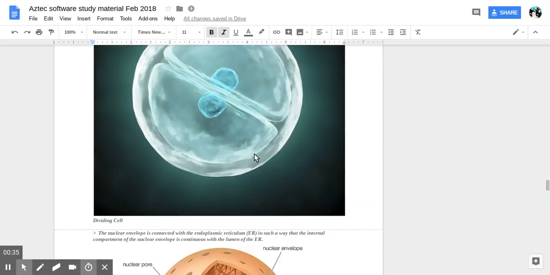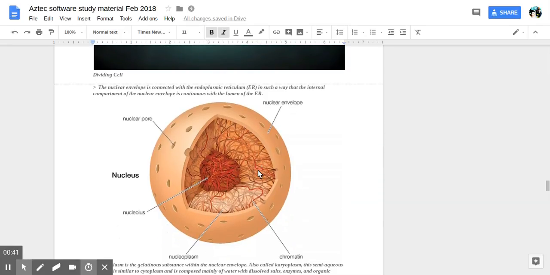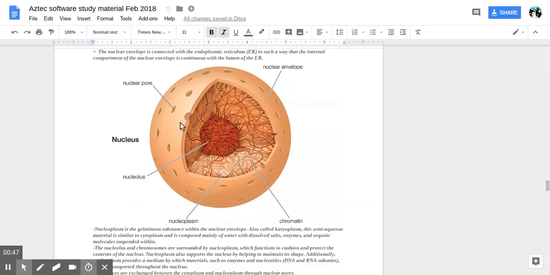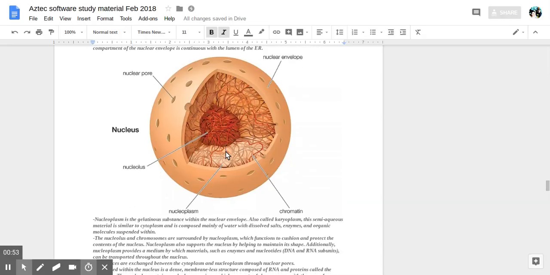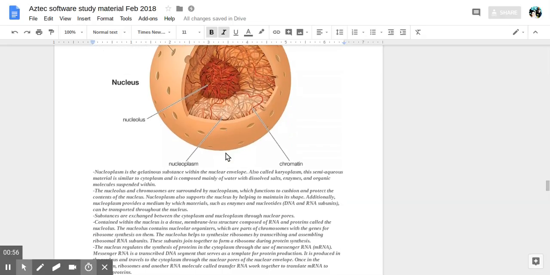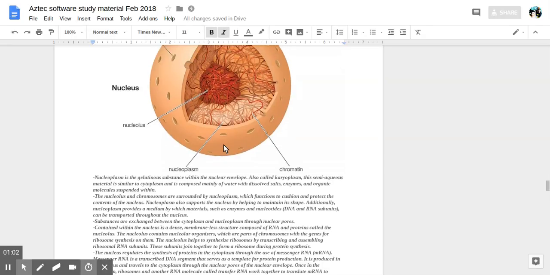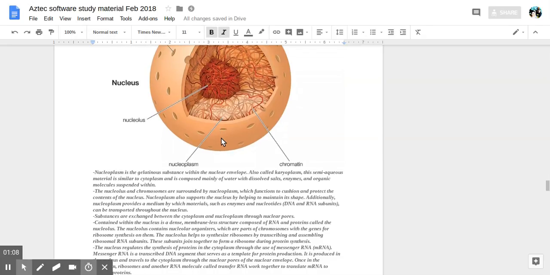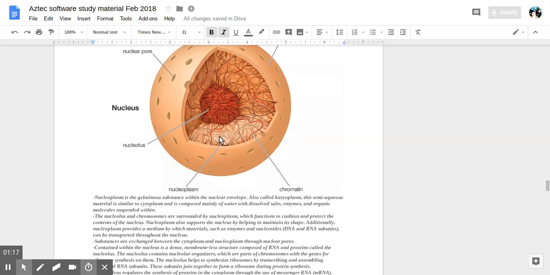So this is showing the nucleus, genetic material inside, nuclear envelope, and inside is the nucleolus, where ribosomal subunits are made. Chromatin. So you have a nucleoplasm, which is like a cytoplasm containing dissolved molecules like enzymes, etc.